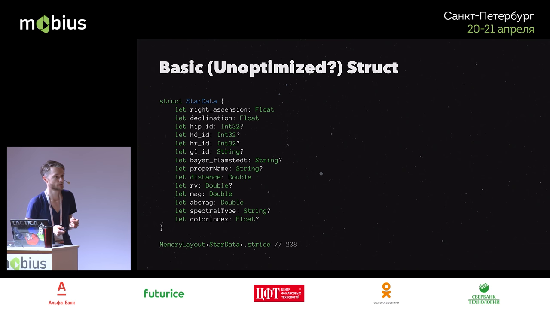Point here is that the stride, when I started this whole array, was 208 byte. And 208 byte, if I have a million of those, would have been 250 megabytes, which is too much. So what do we do?